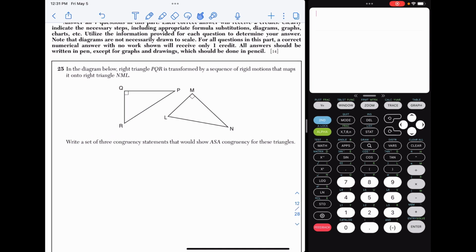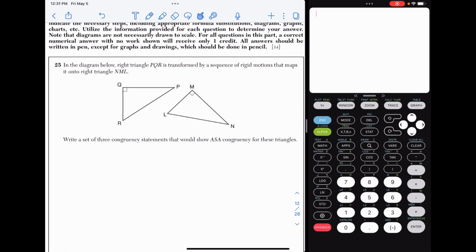All right, number 25. In the diagram below, right triangle PQR is transformed by a sequence of rigid motions that maps it onto right triangle NML. Write a set of 3 congruency statements that would show angle-side-angle congruency for these triangles.